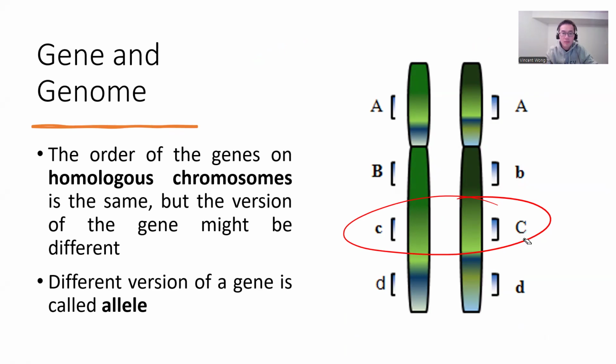So these various versions of the gene are called alleles. So there are different alleles for our genes. Eye color has different alleles: brown eyes, blue eyes, green eyes, and whatnot, right?